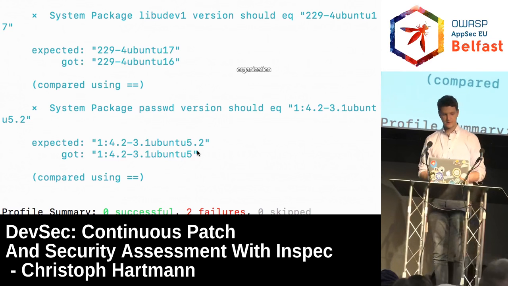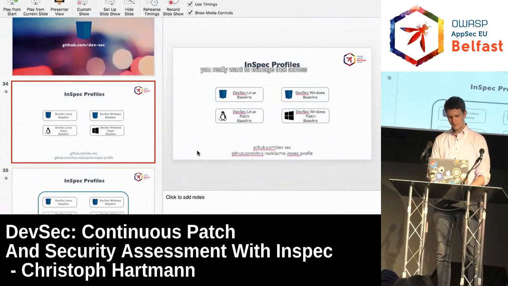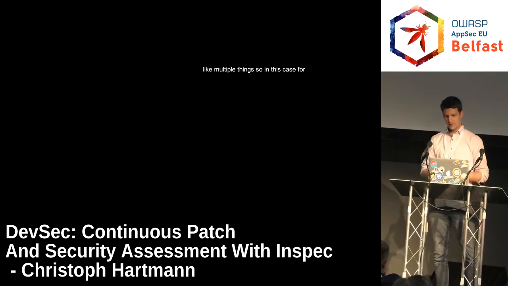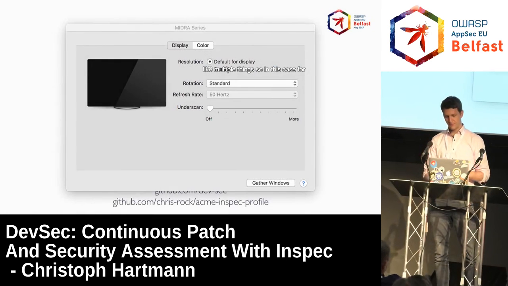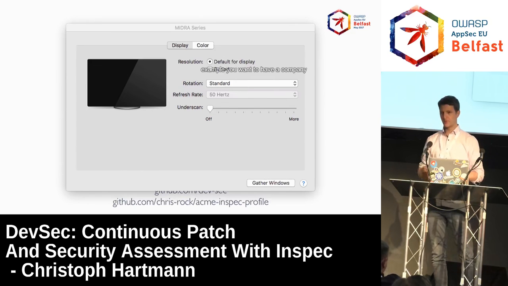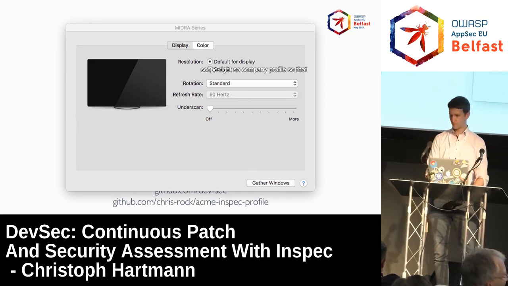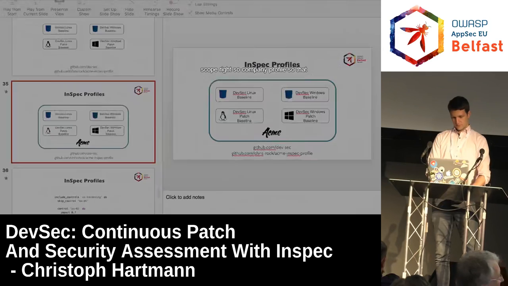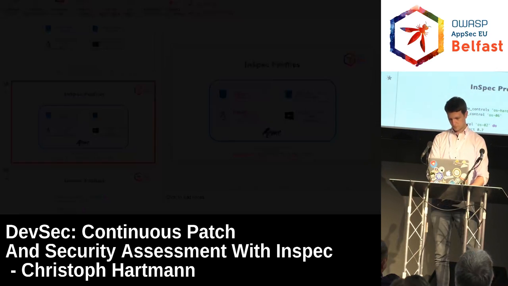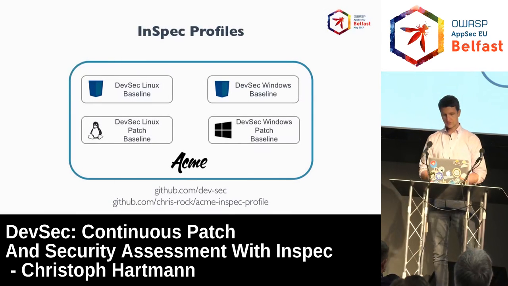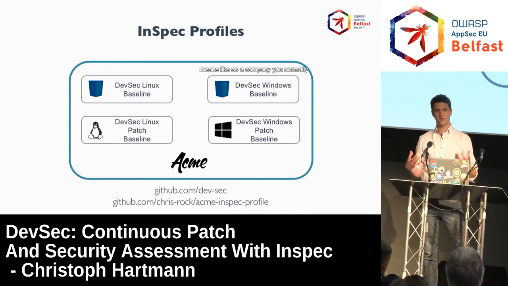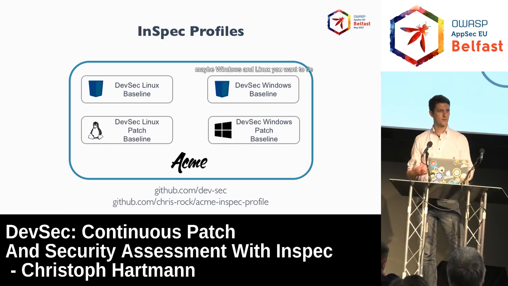Now as part of an organization, you really want to manage that across multiple things. So in this case, for example, you want to have a company profile. That's now an even bigger scope, right? So as a company, you normally have multiple operating systems. You have maybe Windows and Linux. You want to tie those together, and you want to distribute just one profile to be run everywhere.